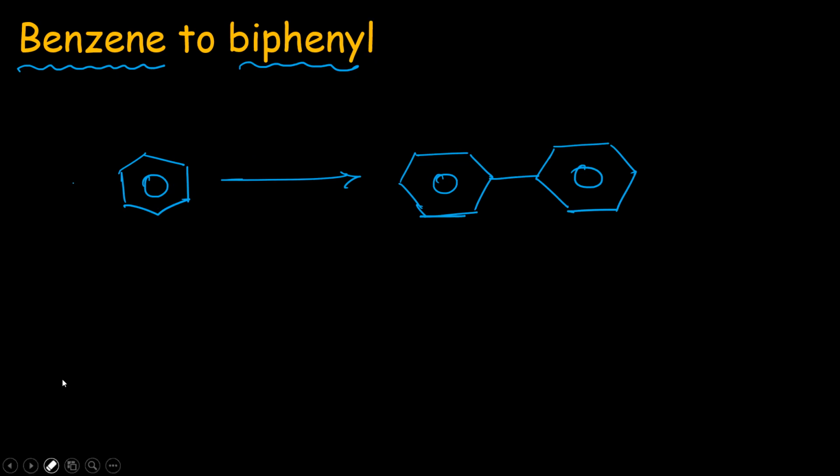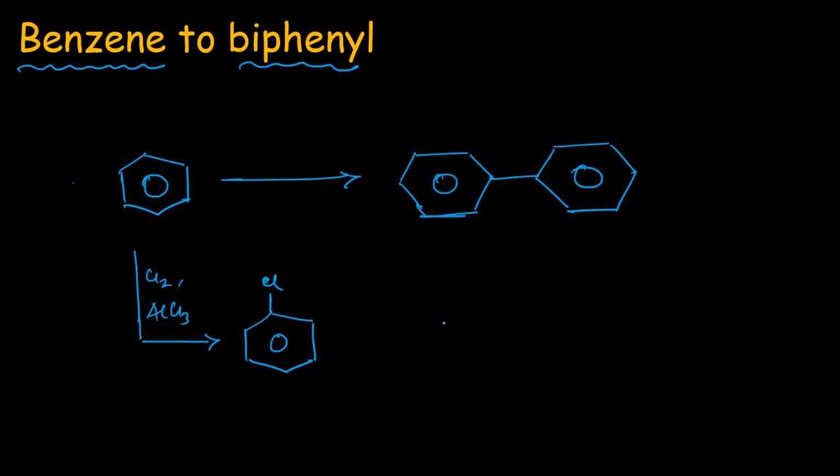I hope you recognized it now. So first of all, we are going to convert this to haloarene. And what are we going to use? We can use Cl2 in the presence of AlCl3. Now, if you had the preparation of haloarene in your notebook, go to the electrophilic substitution method for the formation of haloarenes. And you will be getting chlorobenzene here.